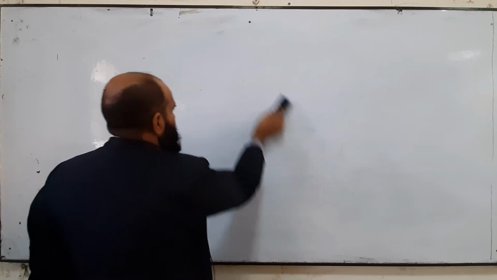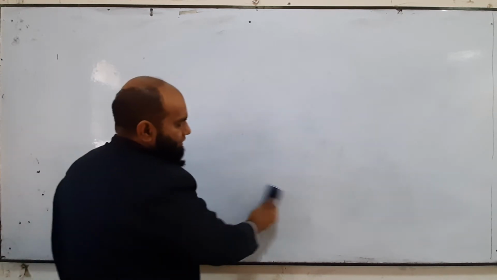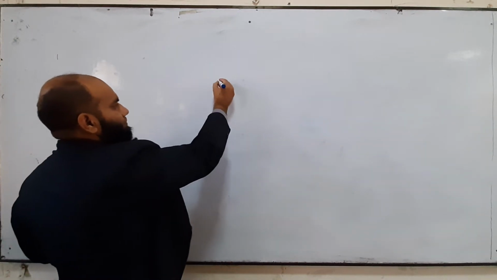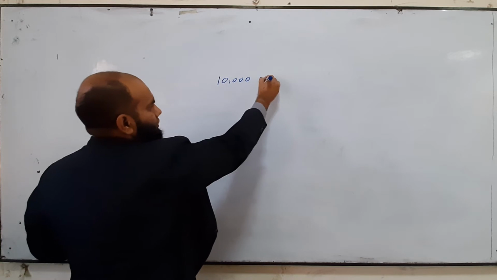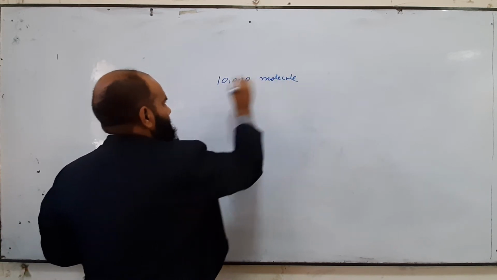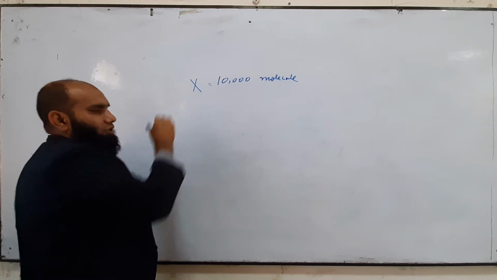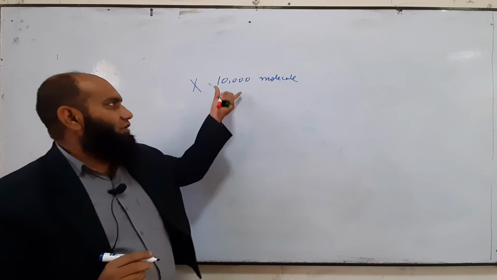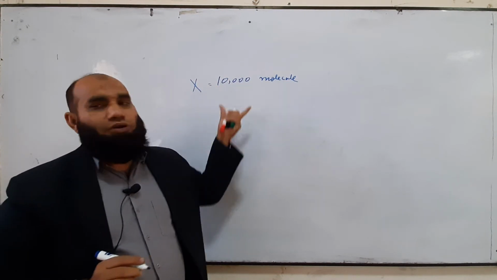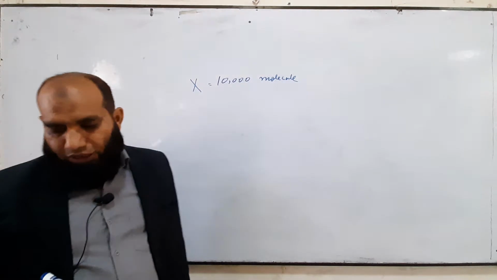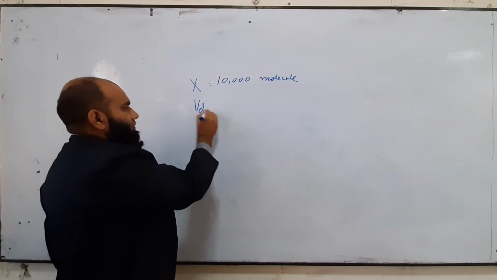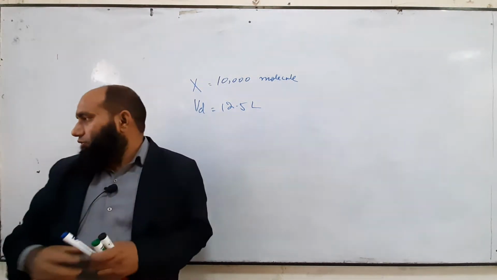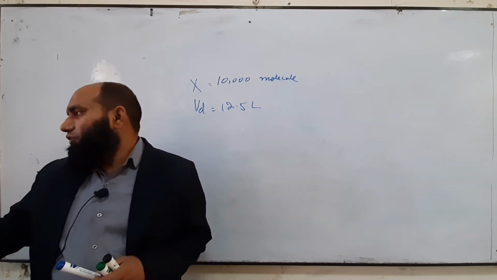In this example, we will assume there are 10,000 molecules of drug given to the patient, which we are assuming is the dose of the drug, and the volume of distribution of the drug is 12.5 liters. And now we assume that there are two different pathways.